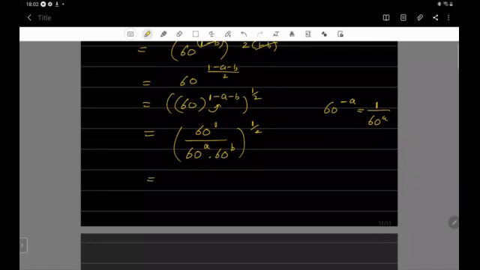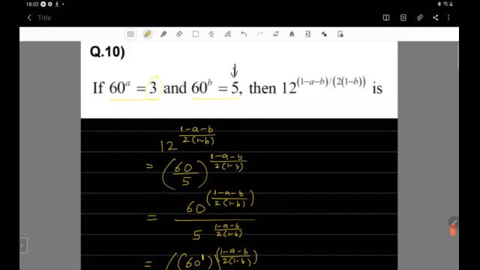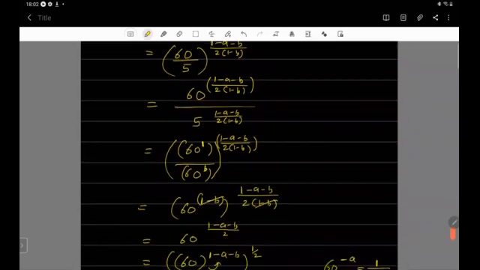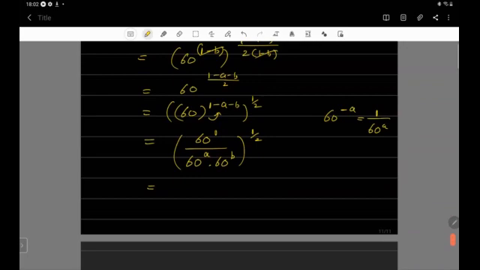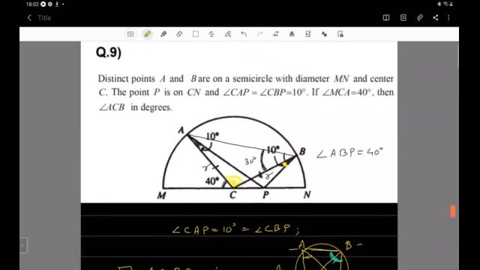And I think we are now very close to our answer, because 60 power a is already known. 60 power a is 3, 60 power b is 5. Just substitute the values of 60 power a and 60 power b, 3 and 5. You will get (60 upon 3 into 5) whole power half, which is 4 power half, and the answer is 2. Answer is 2. So that's it, guys.